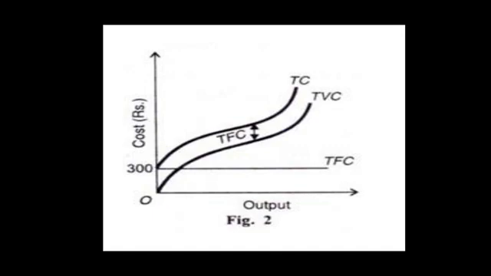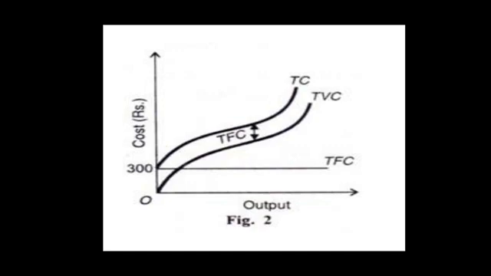As can be seen here, that total cost curve begins from 300 on the y-axis. This is because at zero level of output, total fixed cost is equal to 300 while total variable cost is 0. So that total cost is equal to total fixed cost plus total variable cost. That is total fixed cost, which is equal to 300, and total variable cost is equal to 0. Thus, total cost is equal to 300.